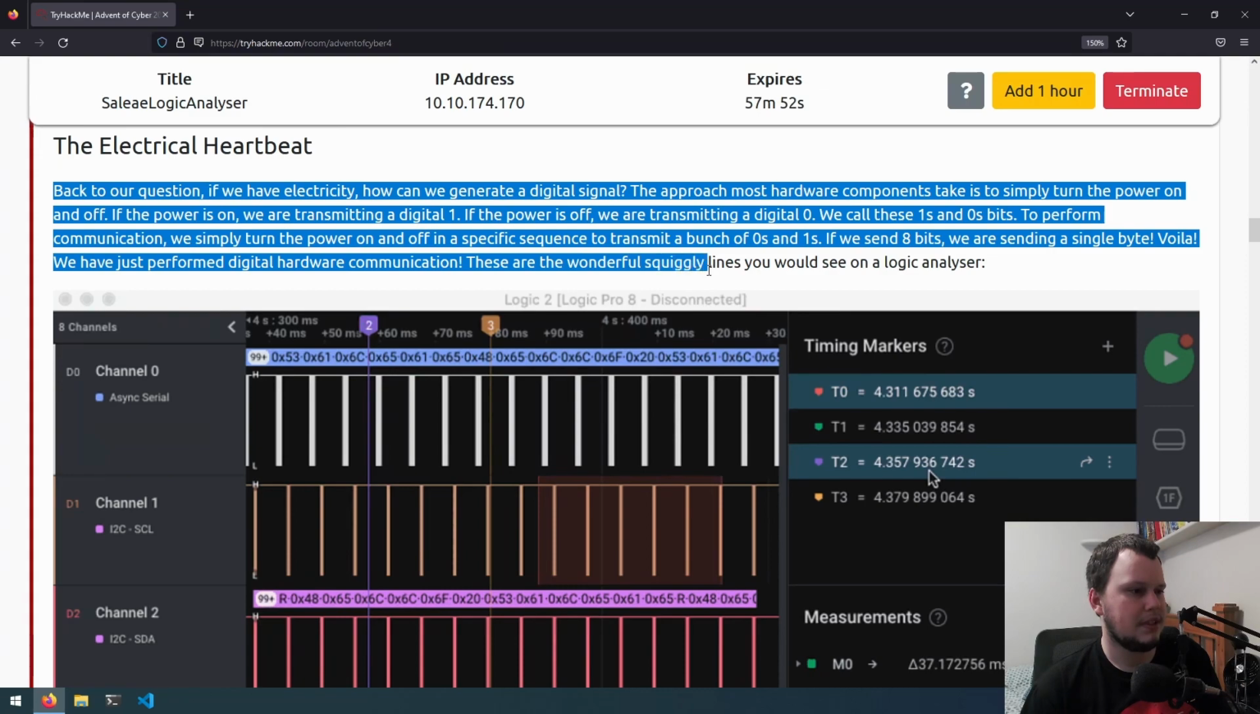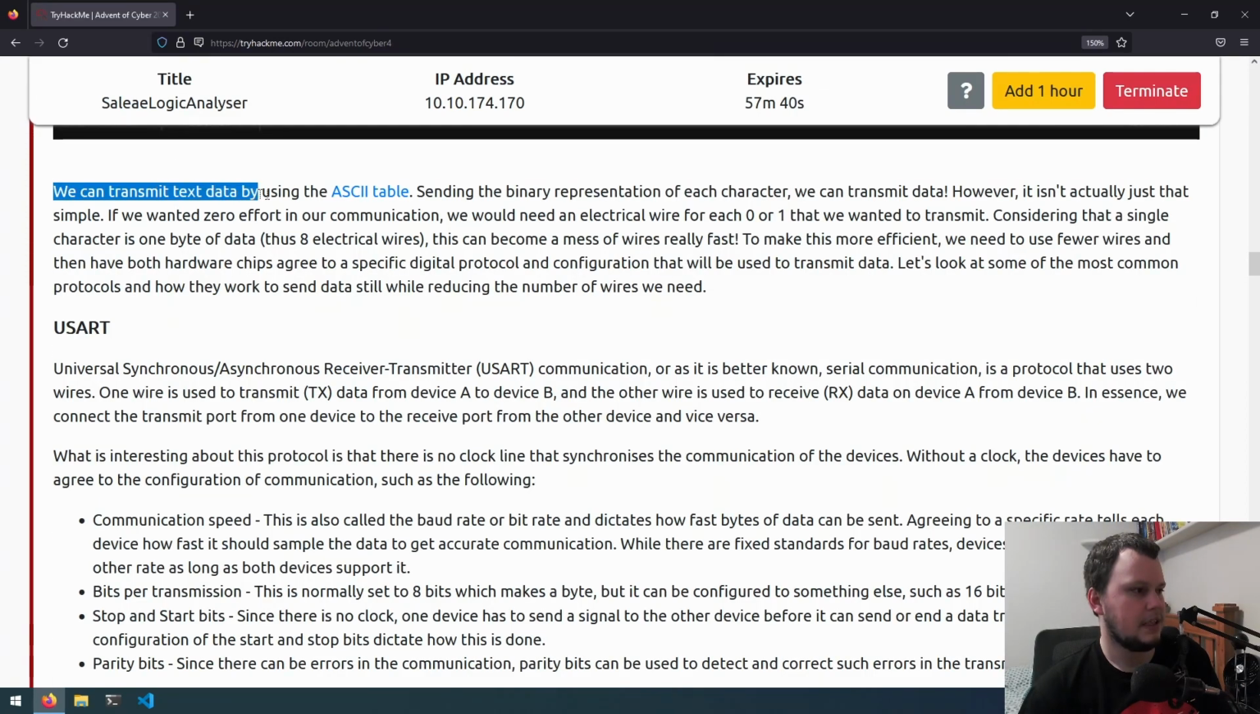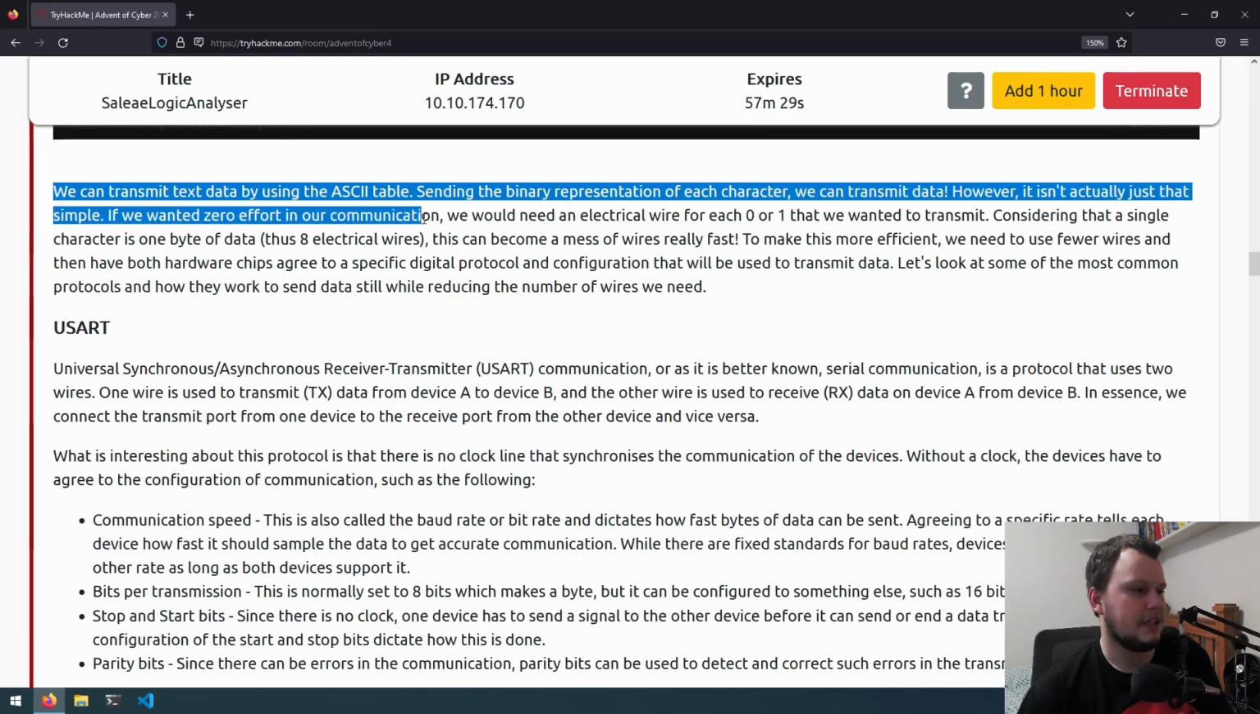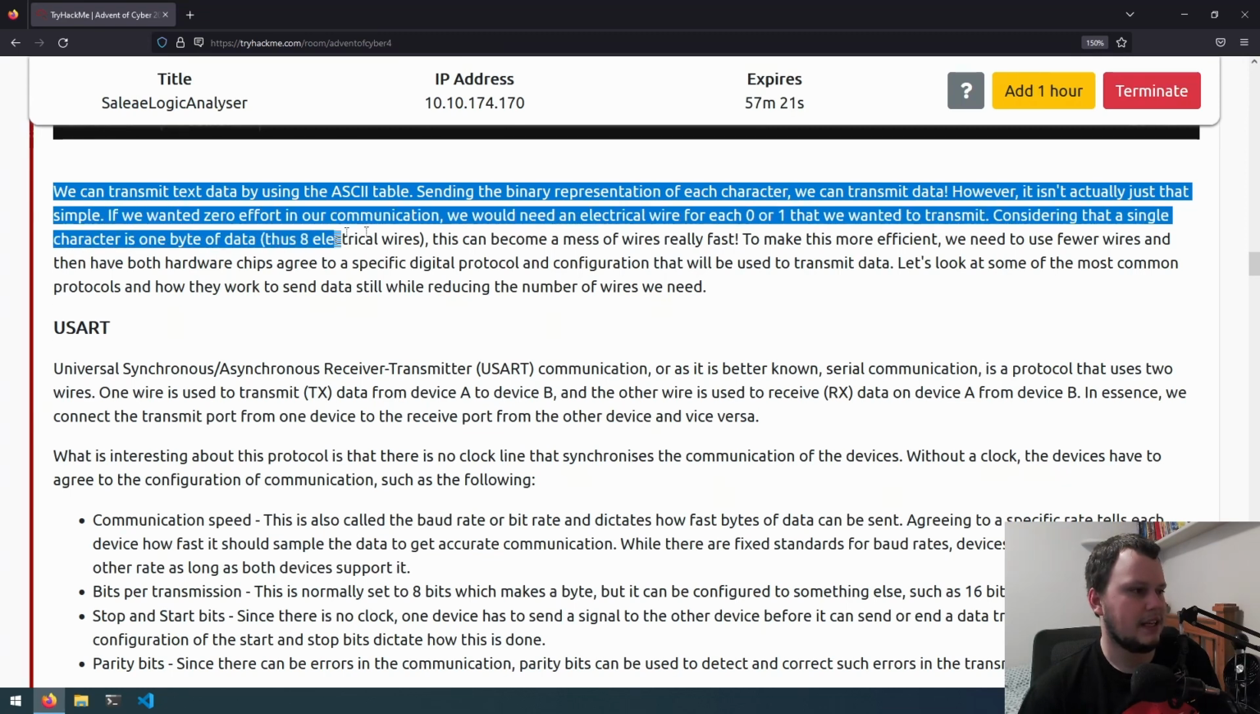These are the wonderful squiggly lines you would see on a logic analyzer. We can transmit text data by using the ASCII table. Sending the binary representation of each character, we can transmit data. However, it isn't actually just that simple. If we wanted 0 effort in our communication, we would need an electrical wire for each 0 or 1 that we want to transmit. Considering that a single character is 1 byte of data, thus 8 electrical wires, this can become a mess of wires really fast.